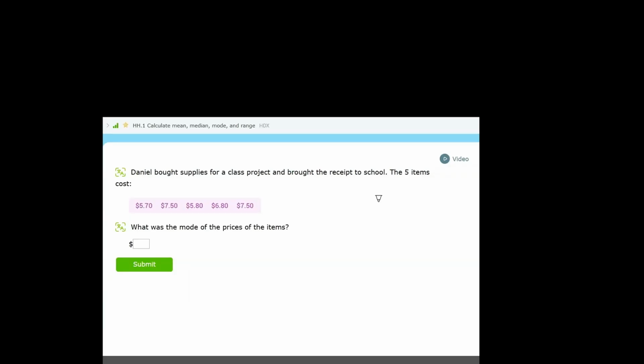Here's another problem. Daniel bought supplies for a class project and brought the receipt to school. The 5 items cost, and we're given a list of prices, and we're being asked what was the mode of the prices of the items. The way I remember mode is the number that appears the most often. MO for mode, the one that appears the most often.